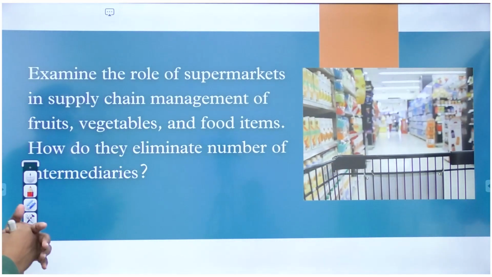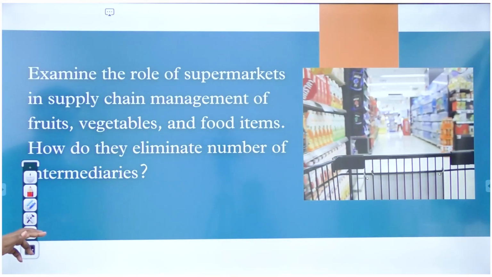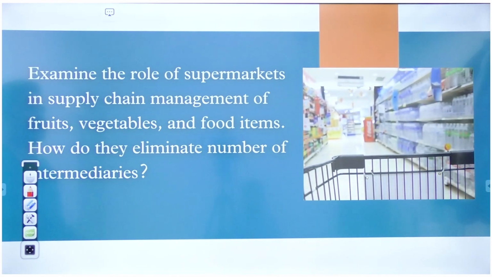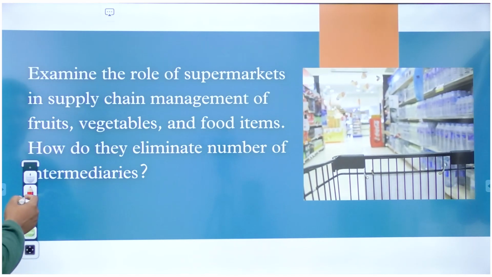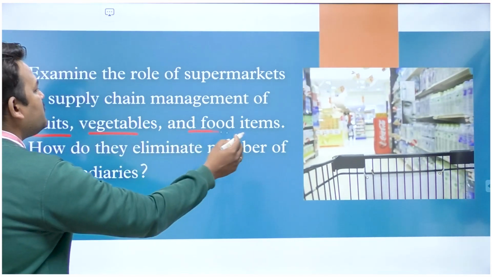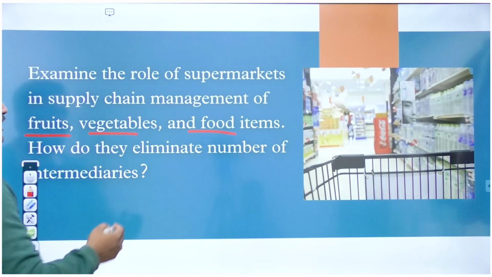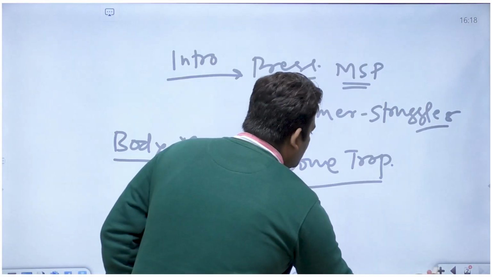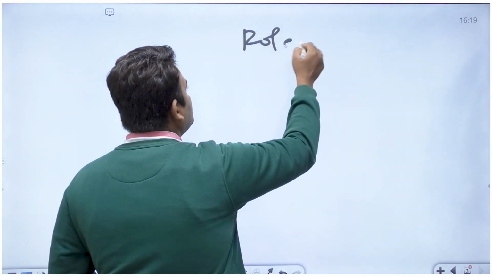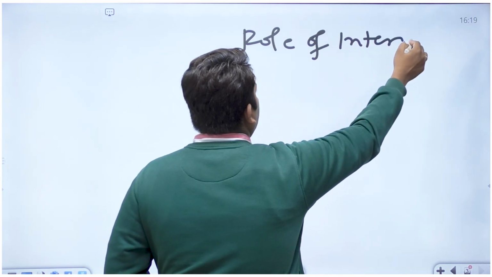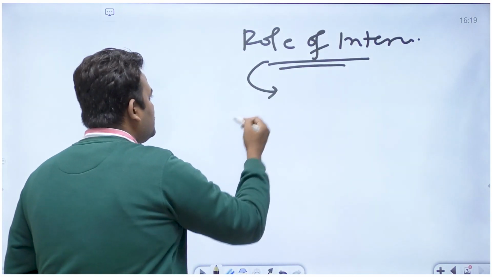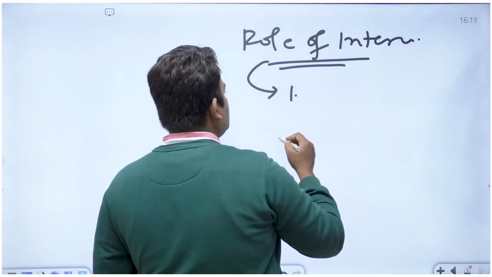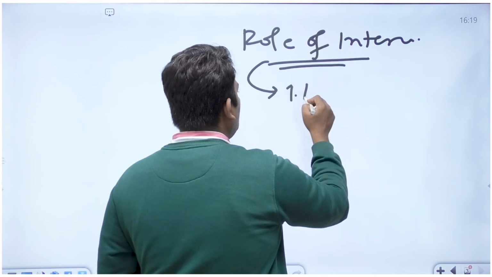Next question is about supermarket supply chain management as well as elimination of number of intermediaries. Examine the role of supermarkets in supply chain management of fruits, vegetables, food items, how they will eliminate number of intermediaries. We have to understand the role of intermediaries here, right? Why are intermediaries necessary in agriculture, right? First reason is agricultural produce has low shelf life.